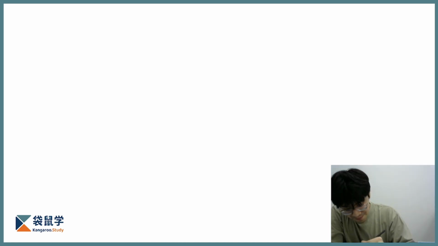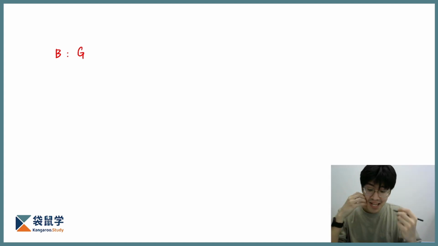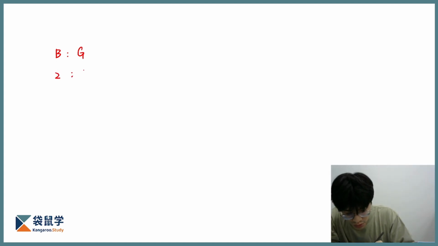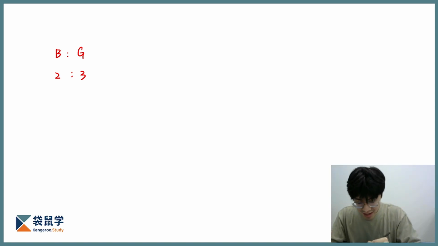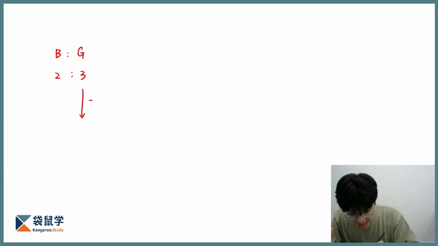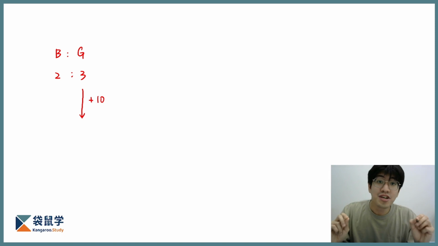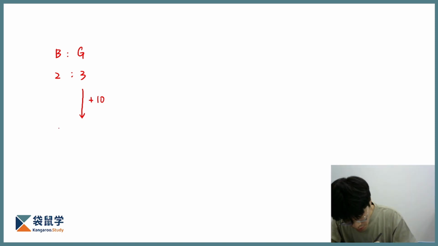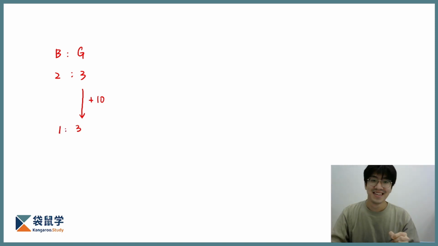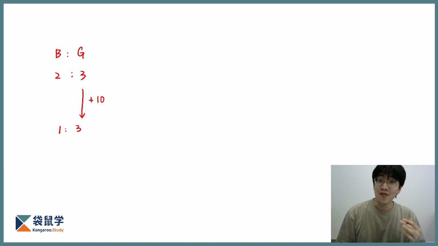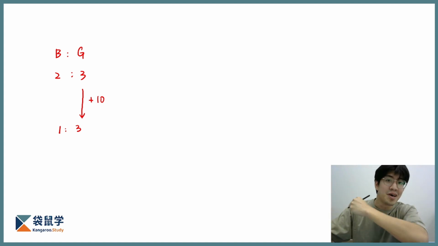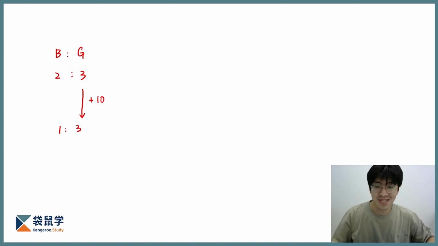Here's the example. Given that the number of boys and the number of girls are in the ratio of 2 to 3, and after 10 girls enter the classroom, the ratio has become 1 to 3. Now, can you find me the original total number of students? You can pause the video now and give it a go. Let's see how we can solve it.